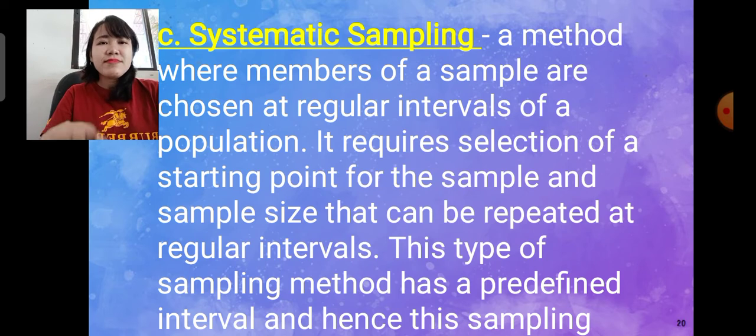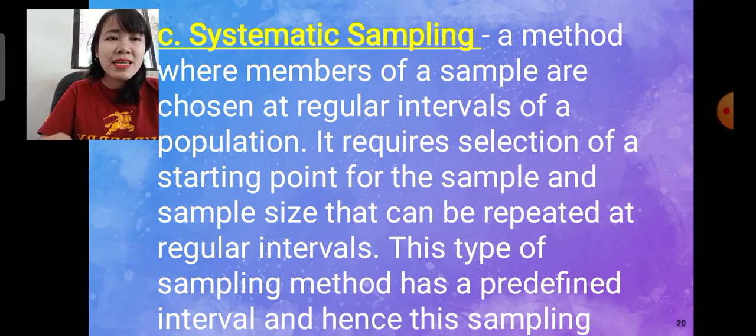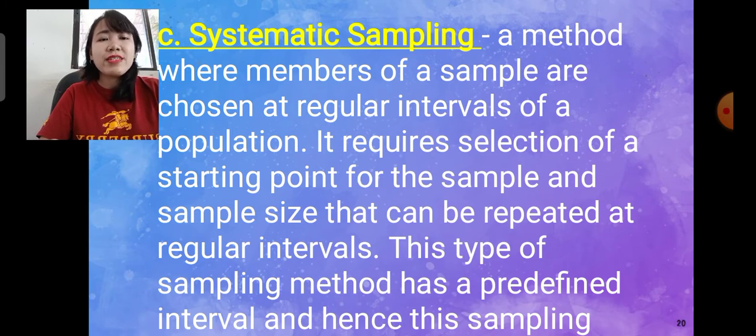C is the systematic sampling, a method where members of a sample are chosen at regular intervals of a population. It requires selection of a starting point for the sample and sample size that can be repeated at regular intervals. So this type of sampling method has a predefined interval and hence this sampling. So systematic. Naka-systematic, naka-organize siya, nakaayos siya. Yun yung tinatawag na systematic.